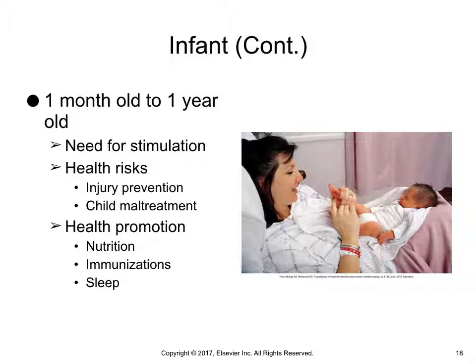Formula should be iron fortified. Cow's milk is not recommended before the age of 12 months. Supplementation with fluoride is generally recommended for breastfed infants. After 6 months, iron-fortified cereal is generally an adequate supplemental source.